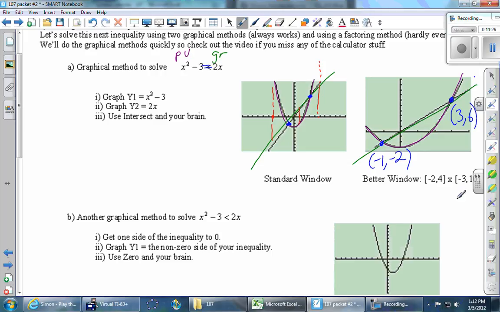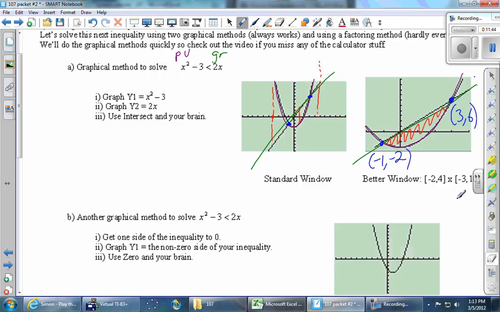Okay, purple is below green. Well, it feels like purple is below green for this entire region in here, yes? Those are all the spaces where purple is below green. And this problem, the original problem, had only what letter in it? Only x. So what I'm looking for is only x's.